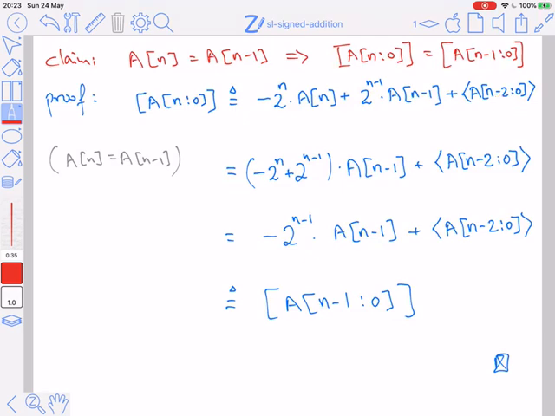Now we know that A n equals A n minus 1, so these two bits are equal, so we can group it together. We get minus 2 to the power of n plus 2 to the power of n minus 1 times A n minus 1 plus the remaining part of the string. Now this difference becomes minus 2 to the power of n minus 1 times A n minus 1, and this is exactly the definition of the number represented by A from position n minus 1 to 0 in 2's complement representation.